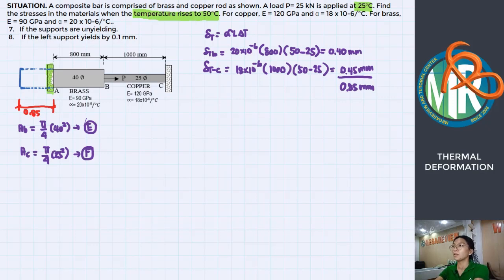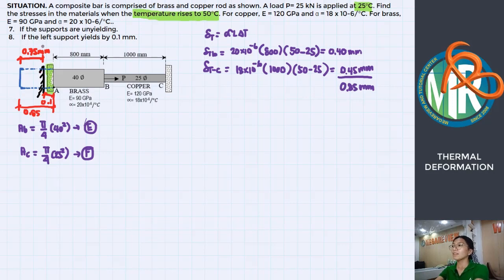But as stated in the problem, the support can yield by 0.1 millimeters. So from this point, the left support can move up to 0.1 mm. So what the support needs to resist is only up to this length of deformation, right? 0.85 minus 0.1, which is 0.75 millimeters. It is still the same, like the material is being pulled.